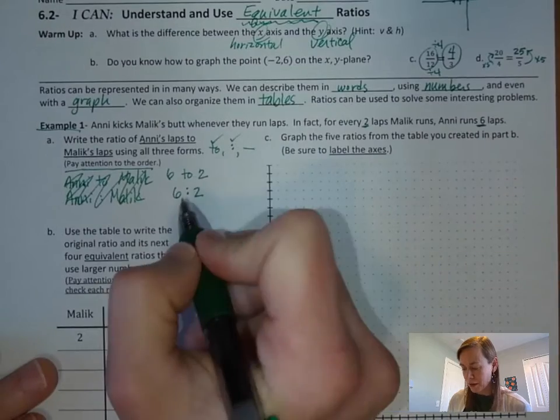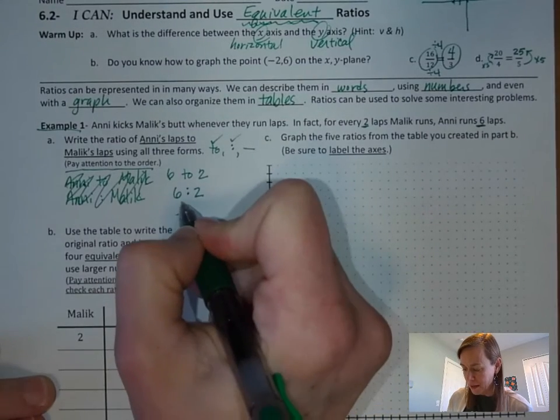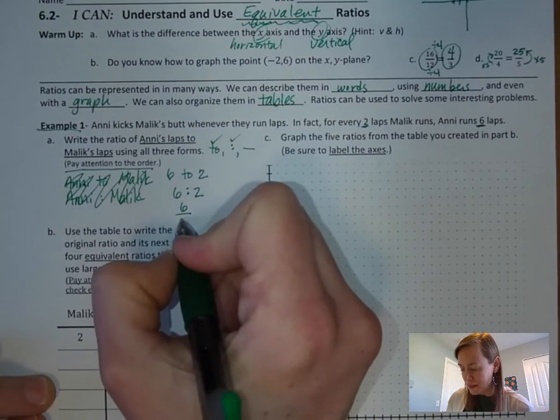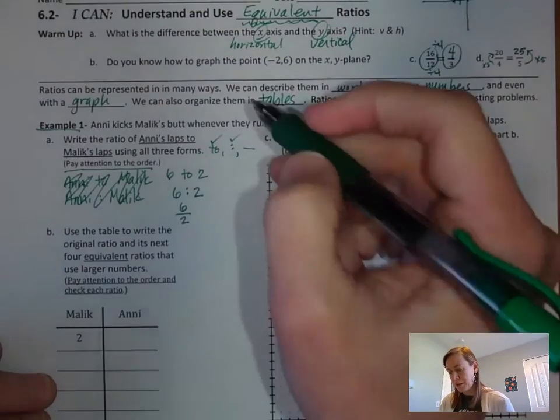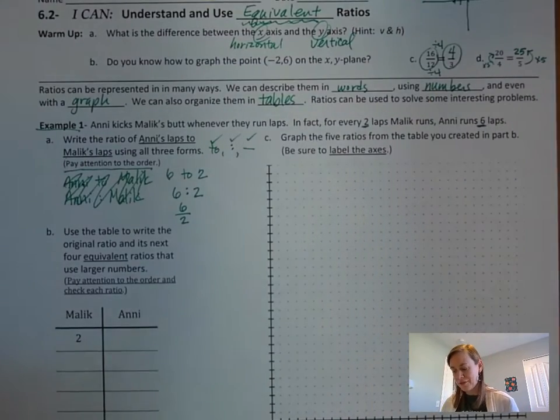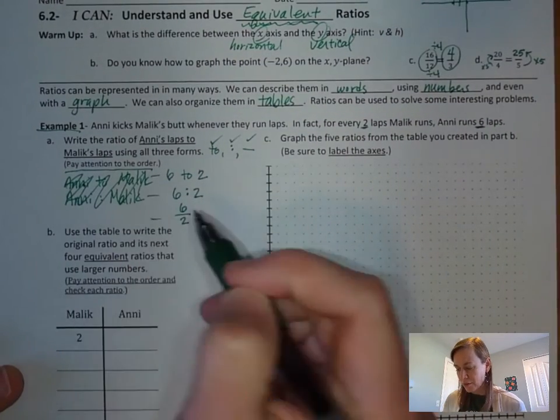Now let's use our fraction bar. So we're going to put Annie on top. So there's the 6 there. And then the 2 goes down there as the denominator. And we're going to check that off. So those are our 3 ways right there.